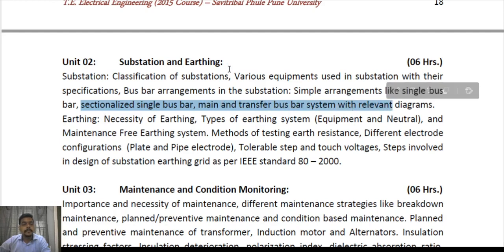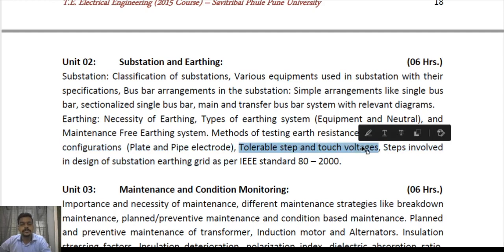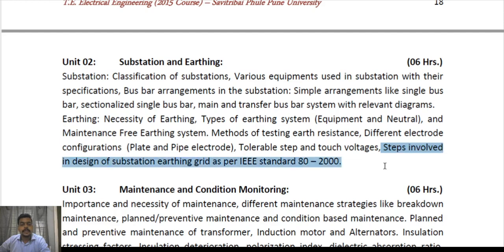The second part, B, consists of earthing. We will discuss the necessity of earthing, types of earthing systems and maintenance free earthing system. The methods of testing earth resistance, different electrode configurations, that is plate and pipe, tolerable step and touch voltages. So this is a very important point from this unit. Steps involved in design of substation earthing grid as per IEEE standard 80-2000.